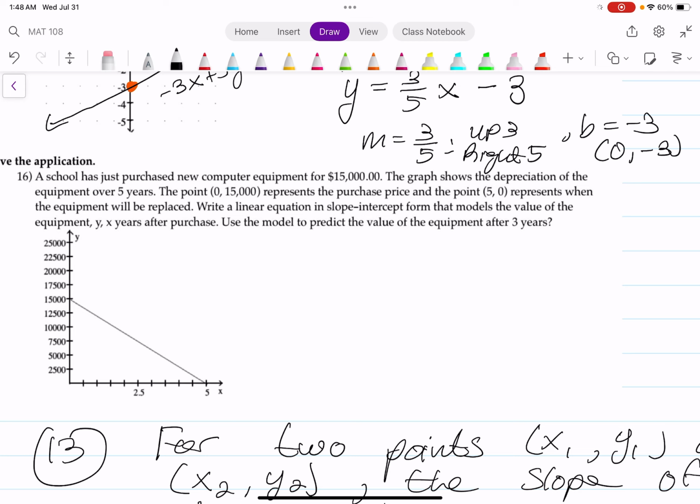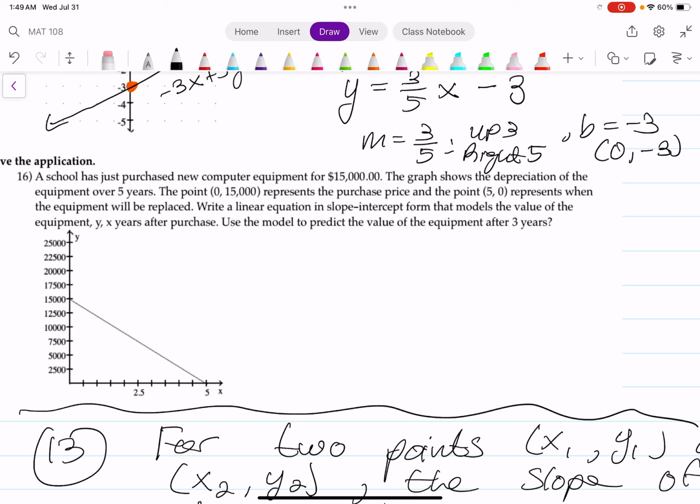A school has just purchased new computer equipment for $15,000. The graph shows the depreciation of the equipment over 5 years. The point (0, 15,000) represents the purchase price, and the point (5, 0) represents when the equipment will be replaced. Write a linear equation in slope-intercept form that models the value of the equipment, y, x years after purchase, and then use this model to predict the value of the equipment after 3 years.